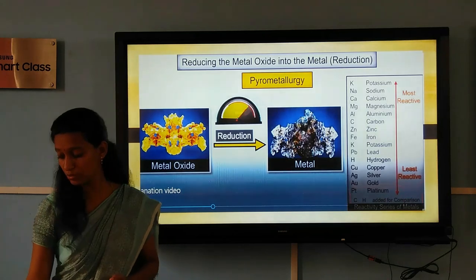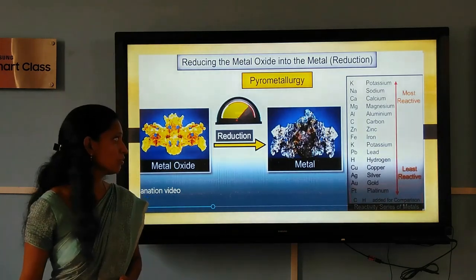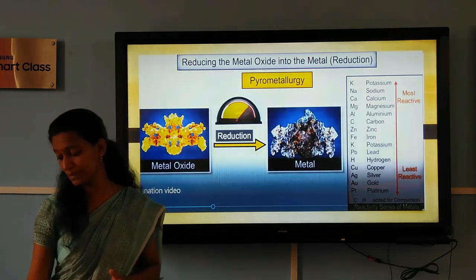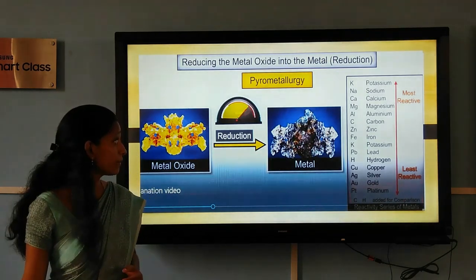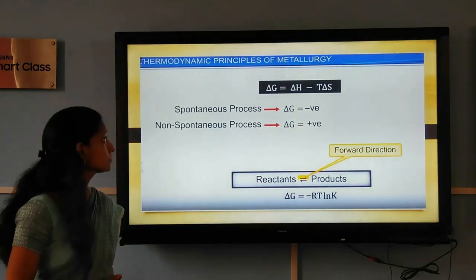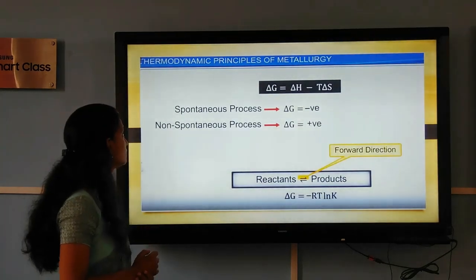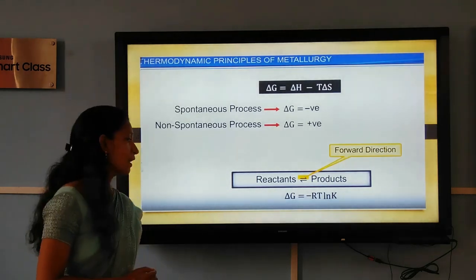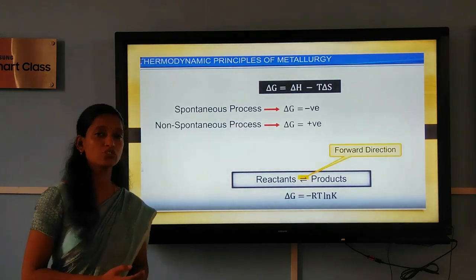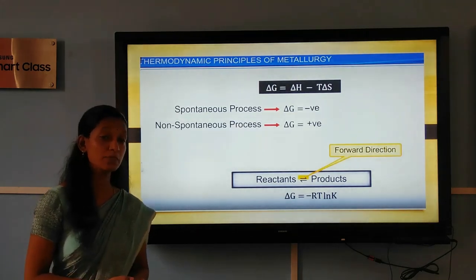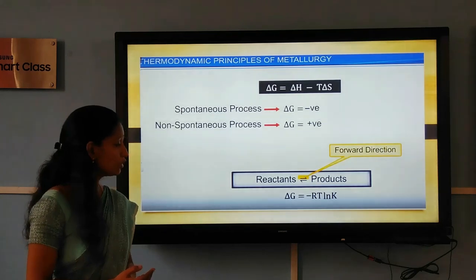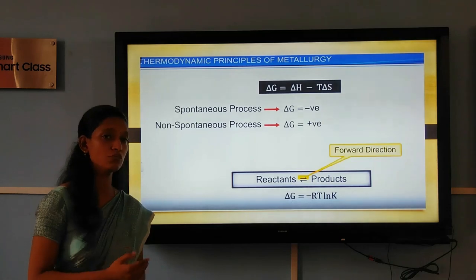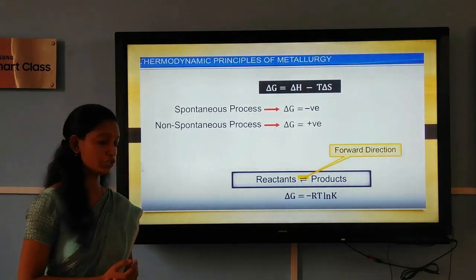The temperature we use for carrying out the reduction and the type of reducing agent to be used actually depend upon certain thermodynamic concepts. Now from thermodynamics, we know that delta G is equal to minus RT ln K. We also know that for any reaction to be feasible, the delta G value has to be negative. So when the delta G value is negative, naturally the K value is large, or the reaction proceeds in the forward direction.